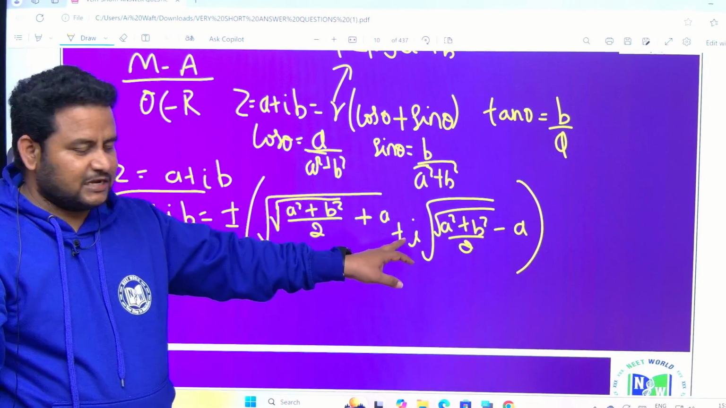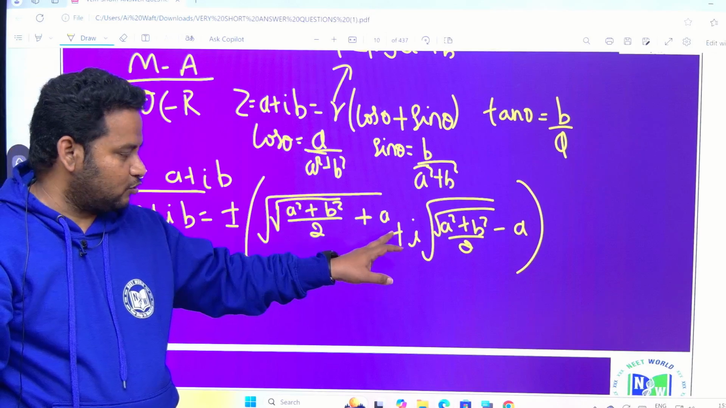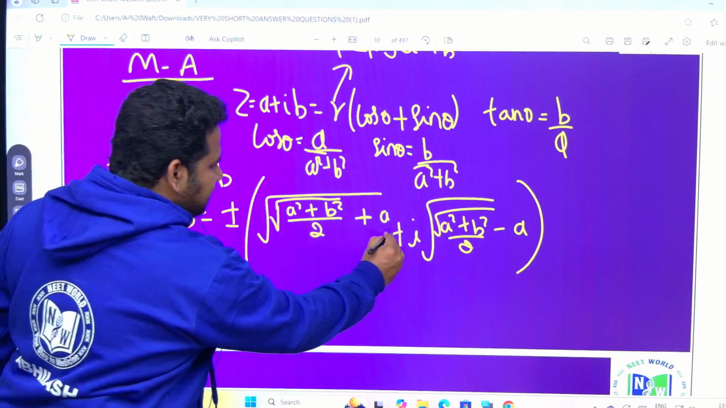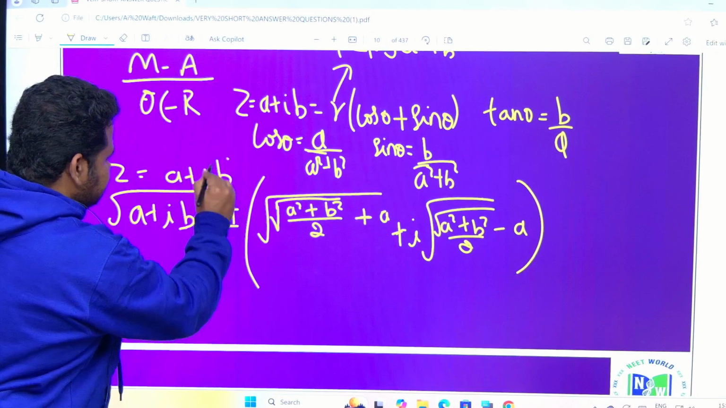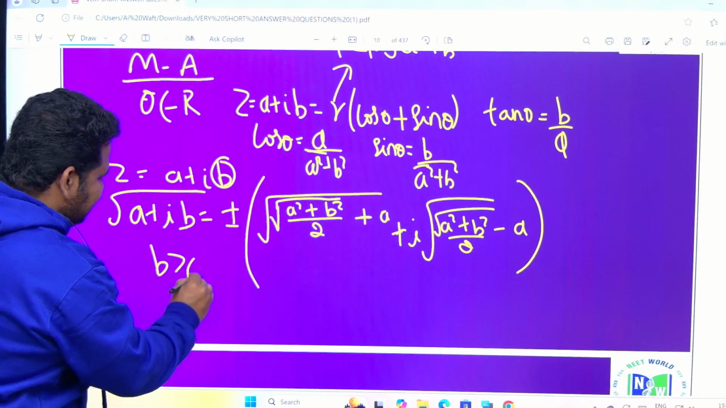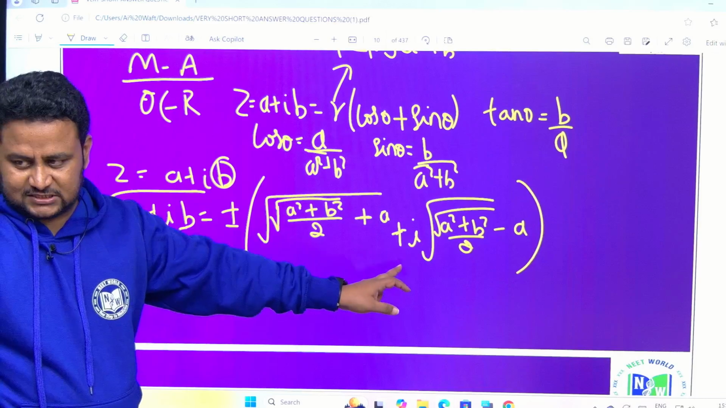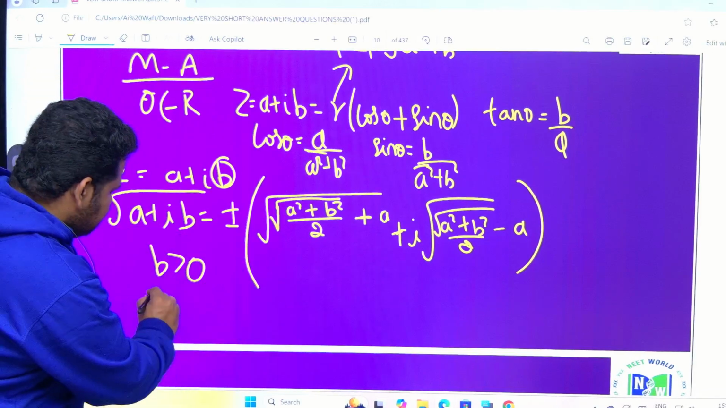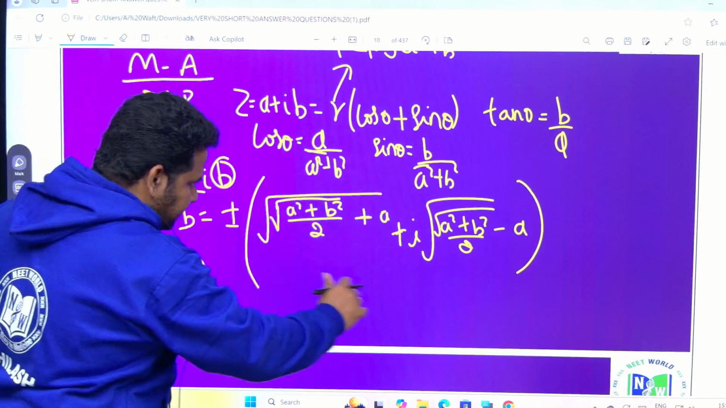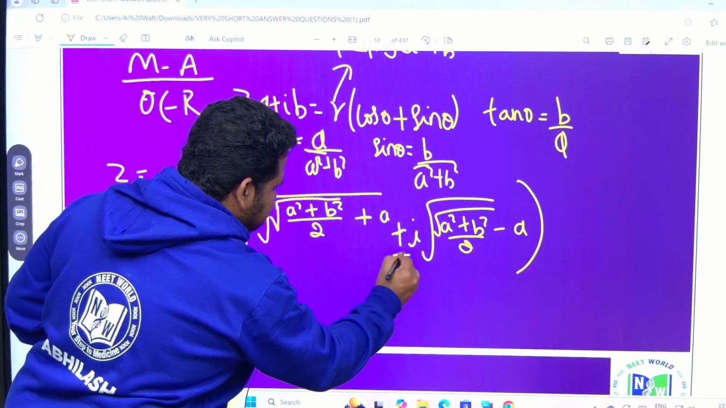But here, all of you observe, friends, here I wrote plus, here it will be plus if this value of B is greater than 0. If B is positive, and if B is negative, the formula remains the same, instead of plus it will be minus, okay.